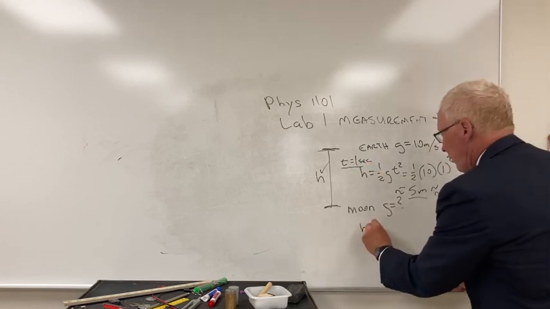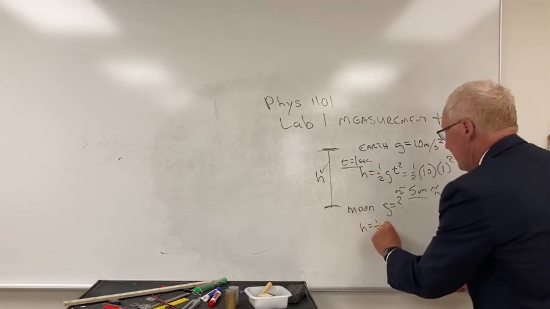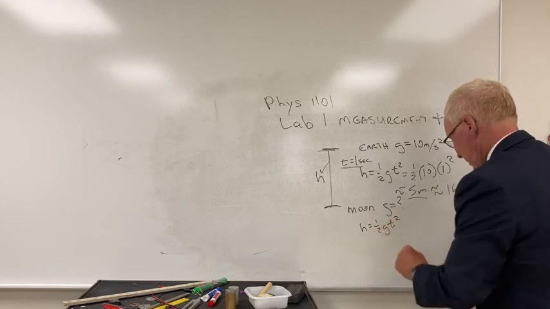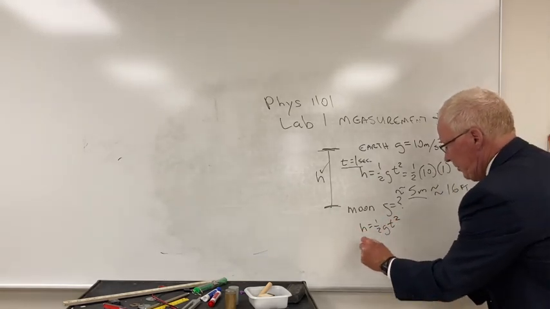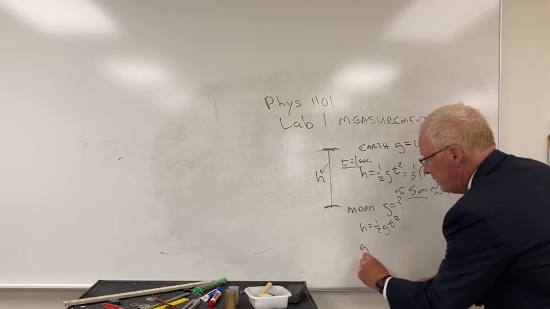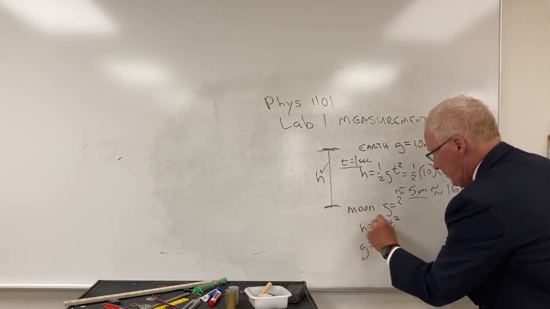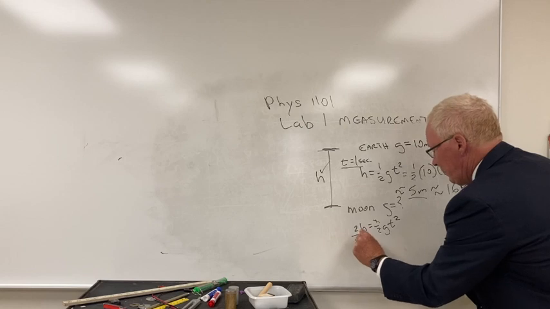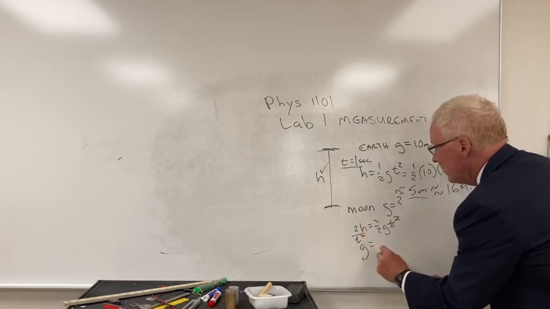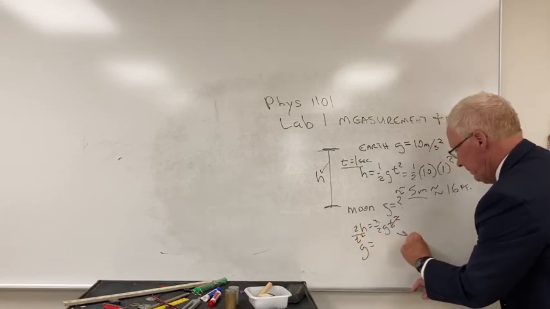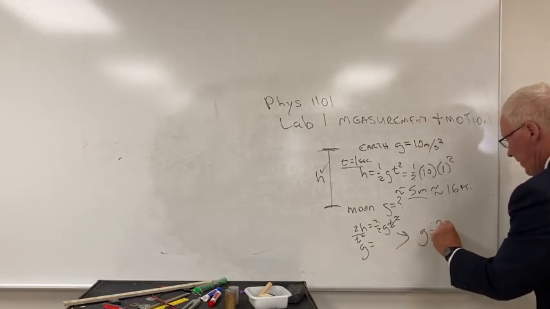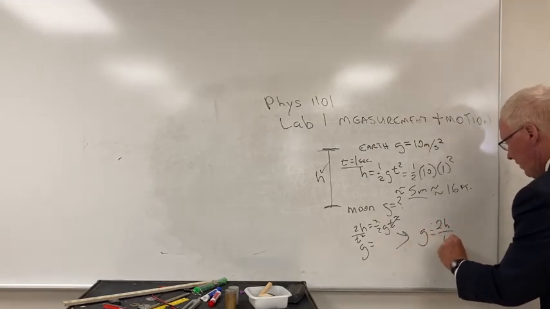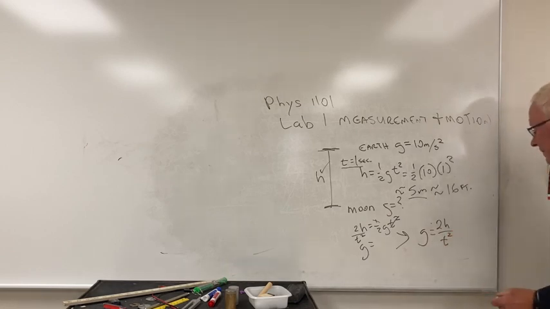So using the formula, h is 1/2 g t squared, then to solve for g, multiply both sides by 2, divide both sides by t squared. g is 2h over t squared. Okay?